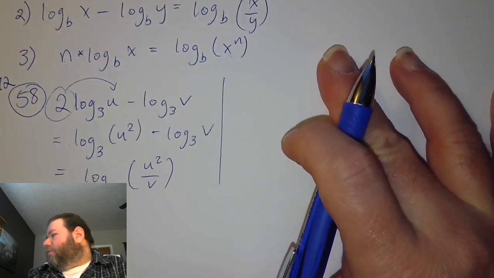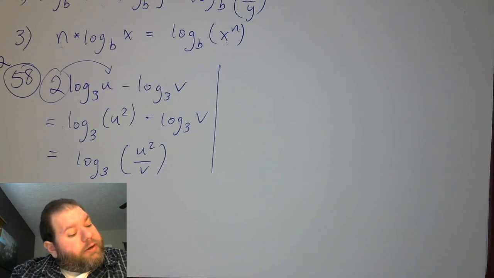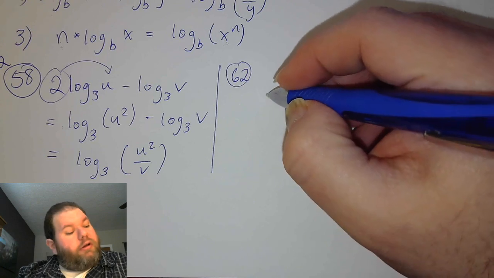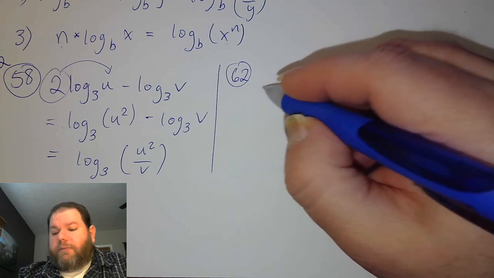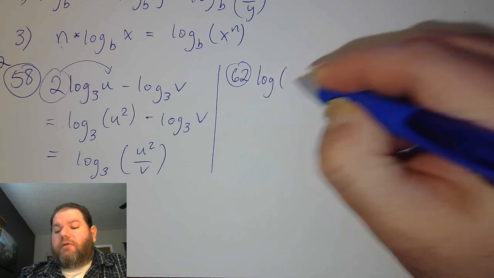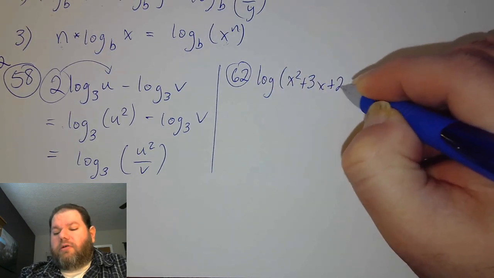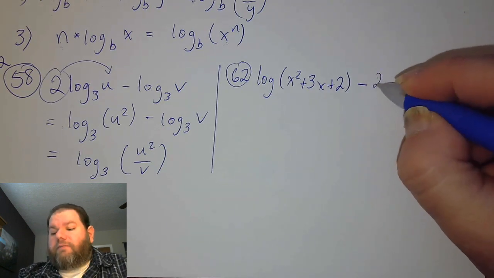Okay. So let's also look at 62. Here we have log of x squared plus 3x plus 2 minus 2 times log of x plus 1.